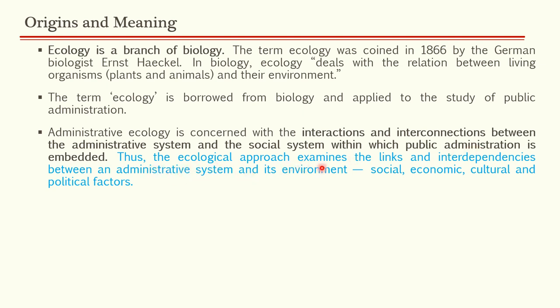Thus the ecological approach examines the links and interdependencies between an administrative system and its environment, which consists of 4 factors: social, economic, cultural and political factors. In today's session we are going to learn in detail about how these 4 factors affect the administrative system, and how the administrative system in turn affects them also. We are going to see this both ways, the interdependencies and links between the administrative system and its environment with these 4 factors of social, political, cultural and economic factors.